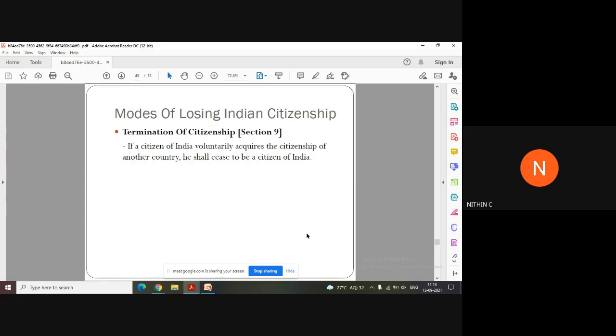Another is termination of citizenship. If a citizen of India voluntarily acquires the citizenship of another country, he shall cease to be a citizen of India.